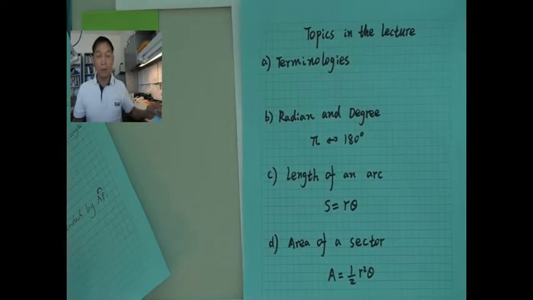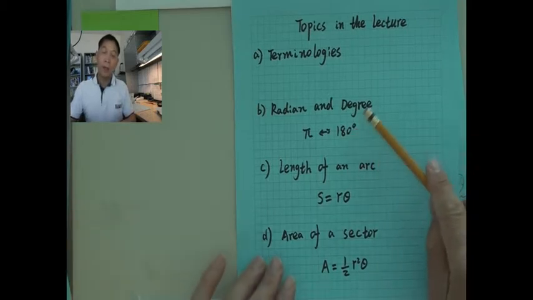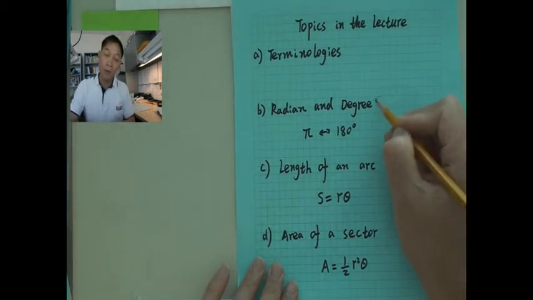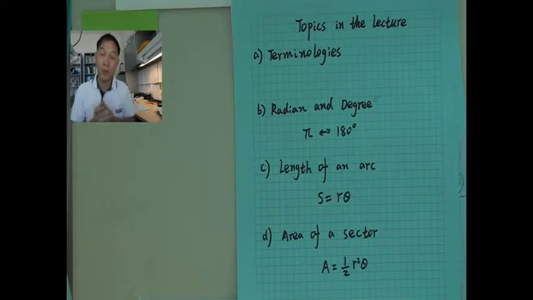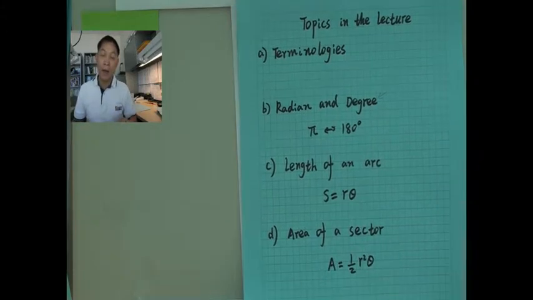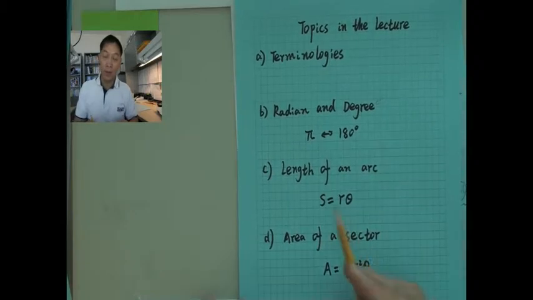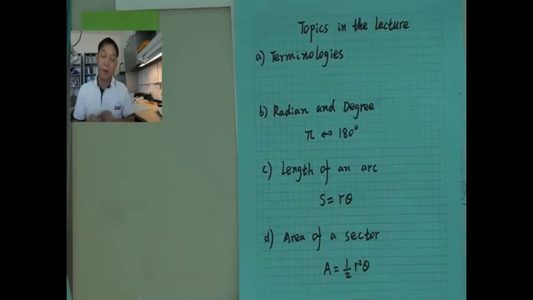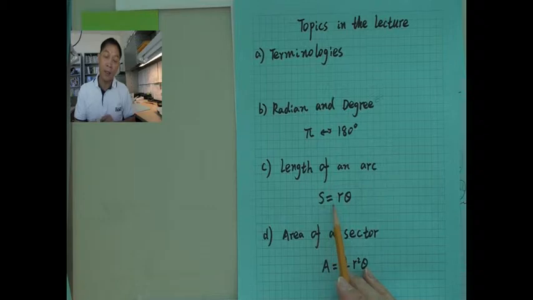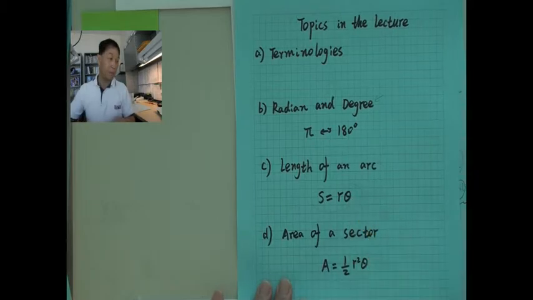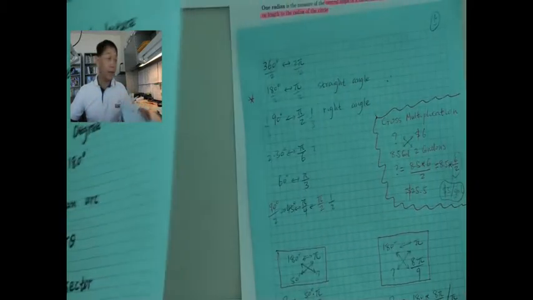Okay? Now, we'll go back a little bit to talk more about degrees. I will give you some examples over there. But right now, let's consider the third one. That's the length of the arc equals radians times the amount of angle. Okay? This is what we got.